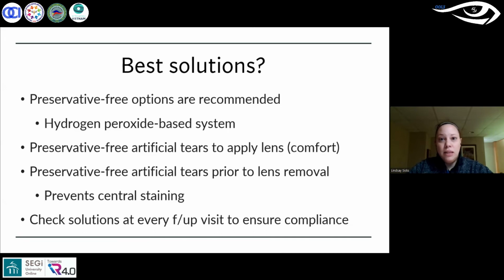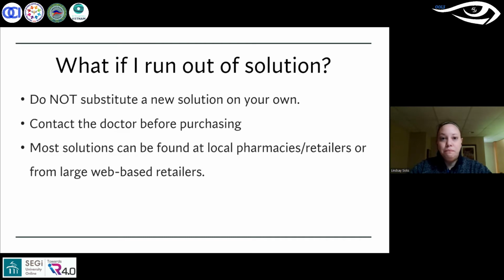So when I say that, I mean, if there's central staining, we want to be able to distinguish: is it due to solutions and easily fixed, or is it due to the lens fit, and also still easily fixed, but do we need to change the base curve or the peripheral curves of that lens to prevent the staining? And so we have our technicians and our students at every visit ask about solutions to ensure that the patient is still using the solution that they started with and that we recommended for them.